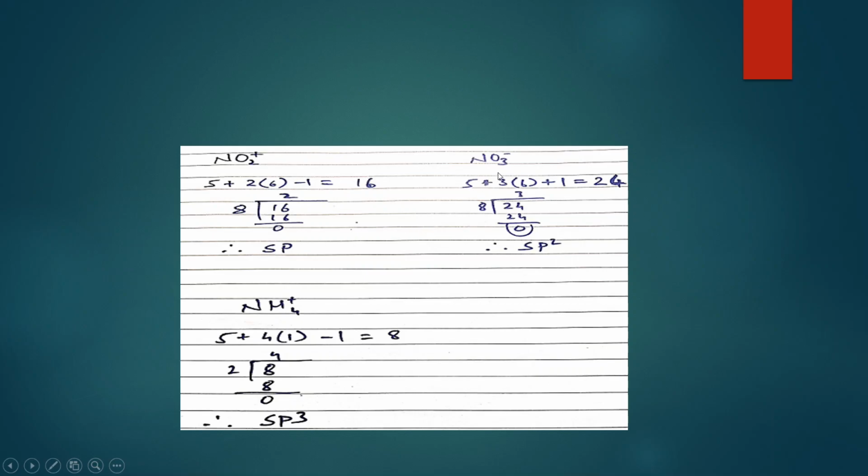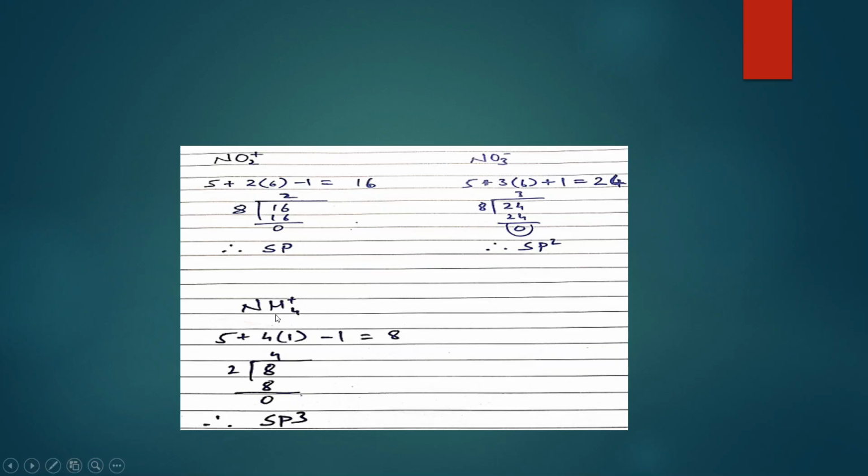Now NO3 minus, valence electrons in nitrogen are 5 and that in oxygen are 6 multiplied by 3 as there are 3 atoms, and plus 1 because it carries a negative charge. So sum total it becomes 24. 24 is greater than 8 and less than 54, so it is divided by 8. 8 into 3s are 24, 0 remaining, so there are 3 orbitals taking part in NO3 minus, that is sp2.